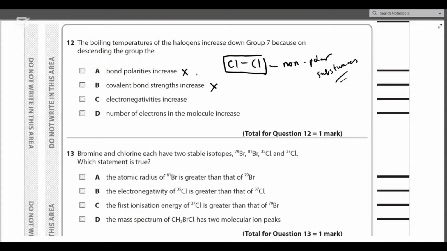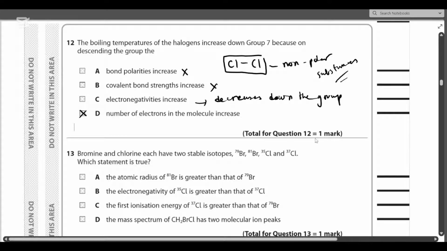C is obviously not correct because electronegativity decreases down the group. So the only option here is D, because yes, the number of electrons in the molecule increase, which results in an increase in the van der Waals force, and hence more heat energy is required to break the intermolecular forces of attraction between the molecules. So yes, number D is the correct answer.